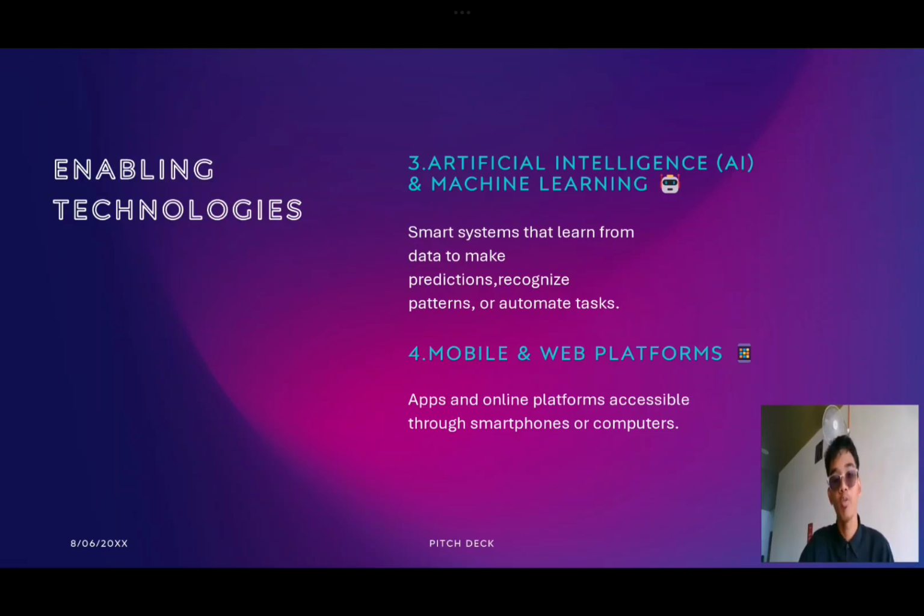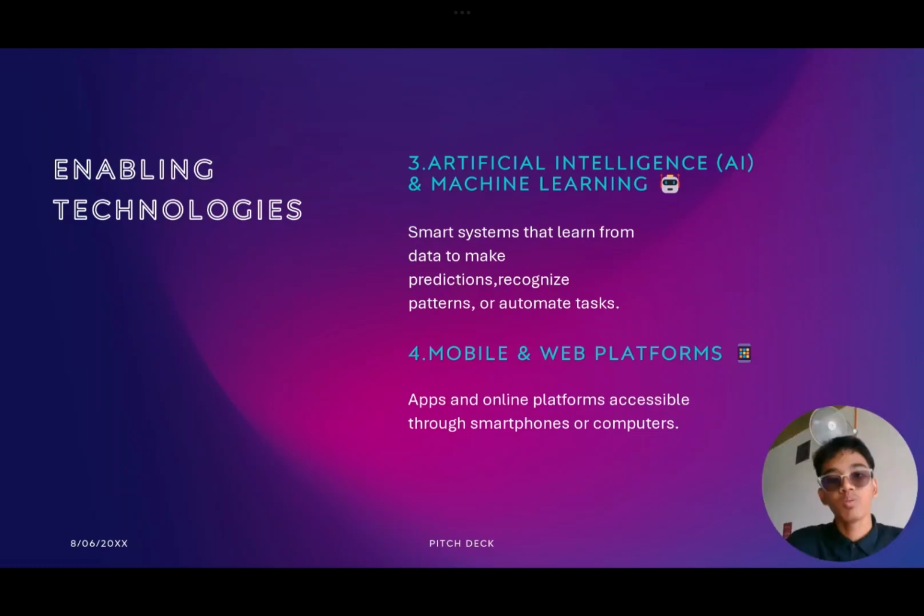We also have mobile and web platforms. There are apps and online platforms that are accessible through smartphones or computers. This increases inclusivity as most of us have these devices.